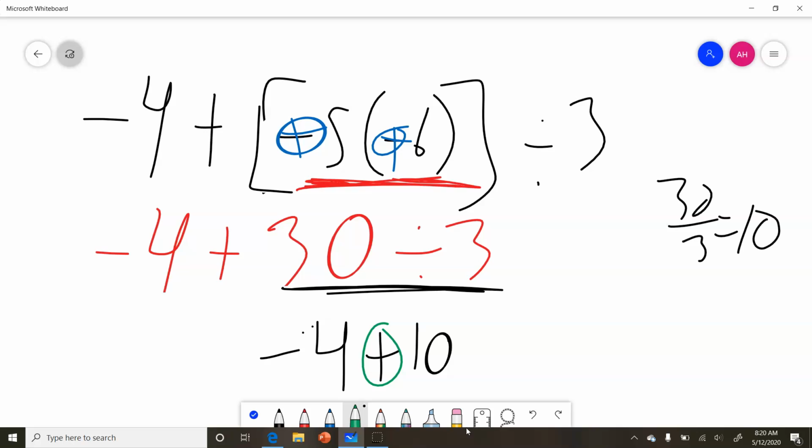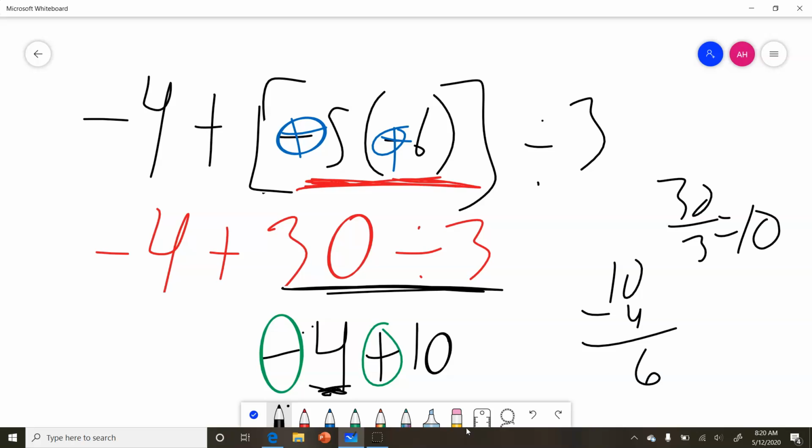Now I come here, and I say here's a positive and a negative, so what am I always going to do? I'm going to subtract because they're different. 10 minus 4 is 6. Which one is bigger? The 4 is smaller, 10 is bigger, so that's a plus. So the answer is just going to be 6. Okay, that is our final answer on a problem like that.